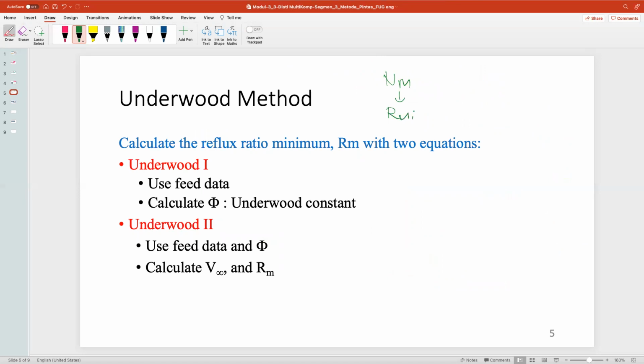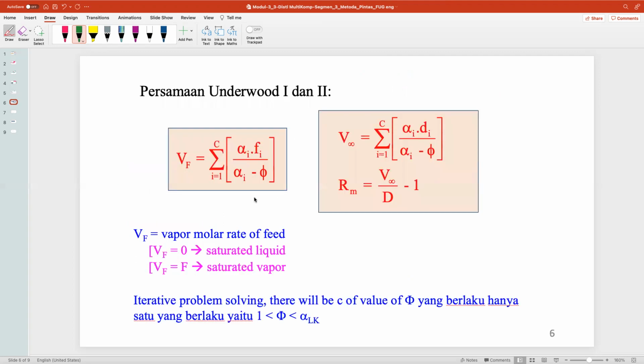In the Underwood method, we calculate the minimum reflux, RM, with two equations. First is Underwood 1 and Underwood 2. This is the first equation for Underwood 1, and this is Underwood 2, the equation 2.